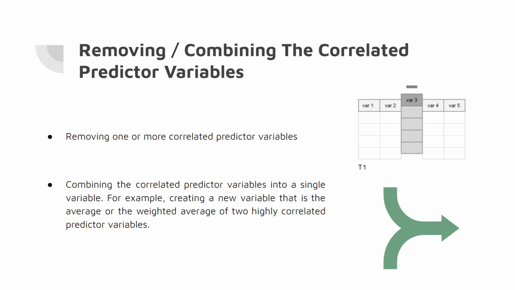As discussed before, we can compute the correlation matrix or the variance inflation factor of the variables and check which ones have high correlation between them in order to remove or combine them.